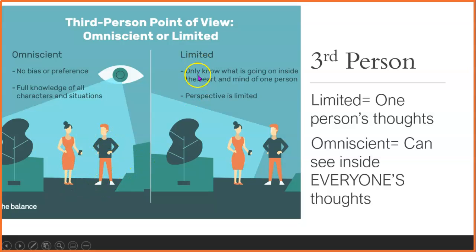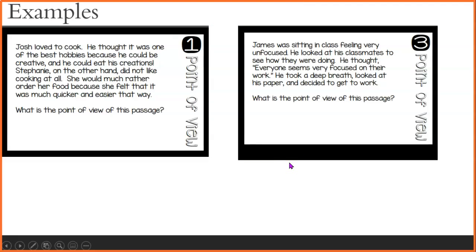Versus limited, only know what's going on in the heart and mind of one person. So it may be a narrator telling the story, but it can only see from his point of view. So what you're going to do today is you are going to practice with some individual passages and label each passage with the point of view.